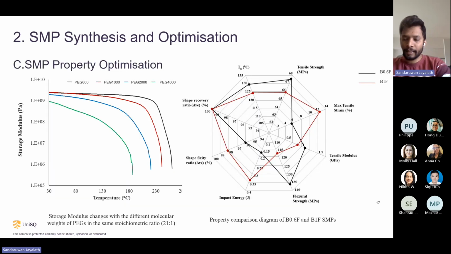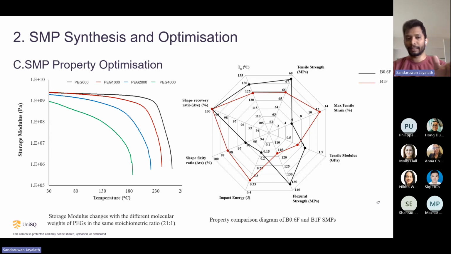So the main issue we faced was when we combined these two materials to get the shape memory effect. The shape memory effect was there, but when it comes to the stability at higher temperatures, which we can measure from the storage modulus when we're doing a DMA test, mostly the shape memory polymers with lower molecular weight polyethylene glycol had that property.